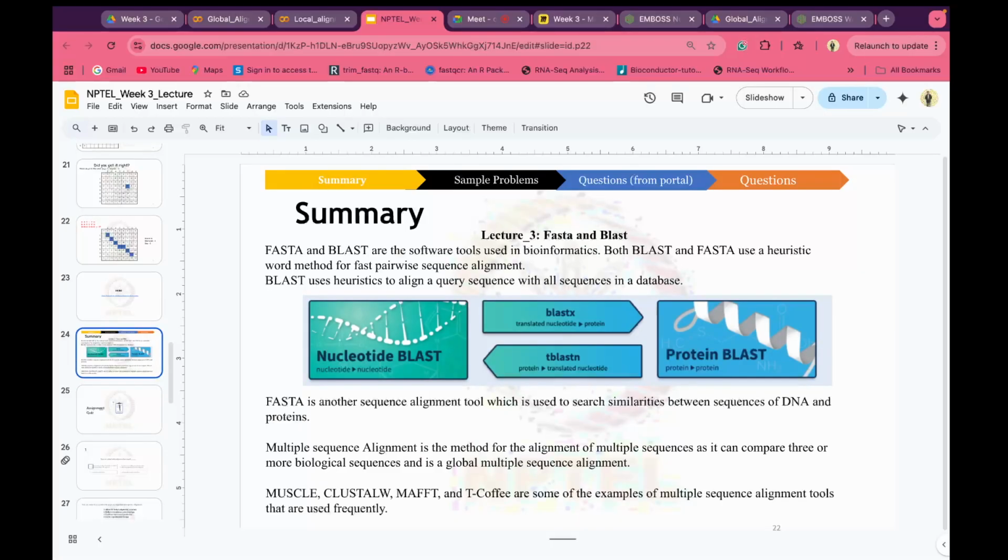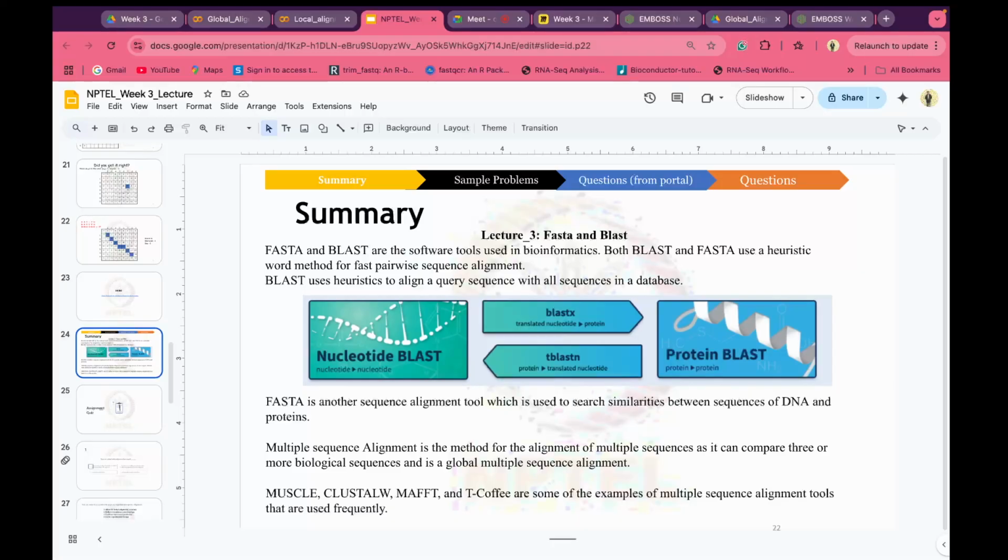So the other one is FASTA. This FASTA is different from the FASTA format, which is another popular tool for sequence alignment and used to search similarities between biological sequences. So FASTA is primarily used for sequence alignment, comparing a query sequence to sequences in databases to identify similarities. Similar to BLAST, FASTA also employs a heuristic word method for fast sequence alignment. So FASTA is mainly used for tasks such as sequence homology searching, sequence database searching, or motif discovery.